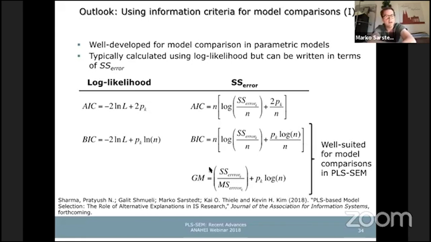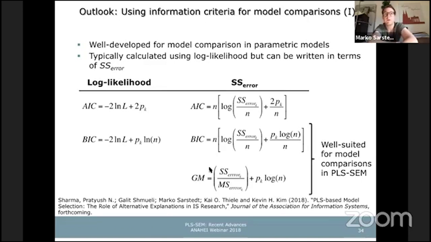These will look familiar to you because they are part of every statistical package that runs regressions or factor analysis. These are called information criteria, and they have been developed in the information theory context. They are typically formulated in terms of the log likelihood. As you might wonder, PLS is a non-parametric method, so where does the likelihood come from? Well, there's no need for it, because they can also be written in terms of the sum of squares error.